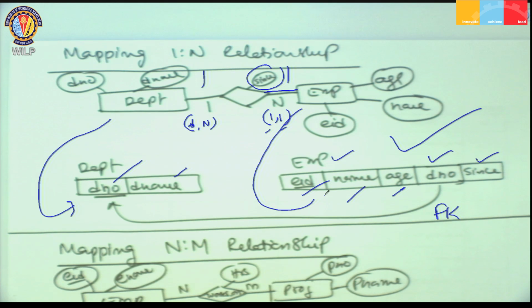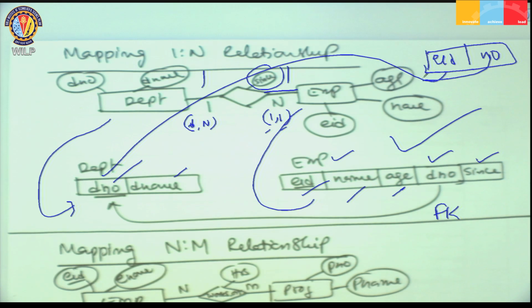And if it is partial participation, in a 1 to n relationship, some employees may not be working with any departments. So what should I do? In that case, it is better to capture it as a separate cross reference relation where I can have the employee ID and the department number. The department number is a foreign key which will refer to the department number of the department table, and employee ID is a foreign key pointing to employee ID, which is the primary key of the employee table. This is how we can capture a 1:n relationship into a relational schema.